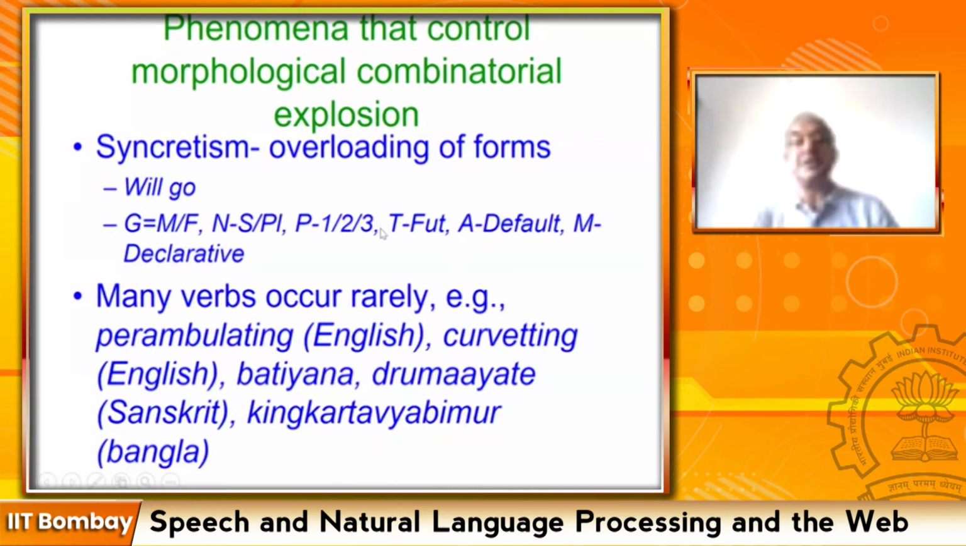"Will go" is future. So I'm sure about the future because of the auxiliary verb "will", which is coming before the main verb. And I'm sure about the default aspect. If it was progressive or continuous, it would be "will be going". That will be a continuity of activity. And the modality is declarative. I will go. Will you go? That would be a change of modality.